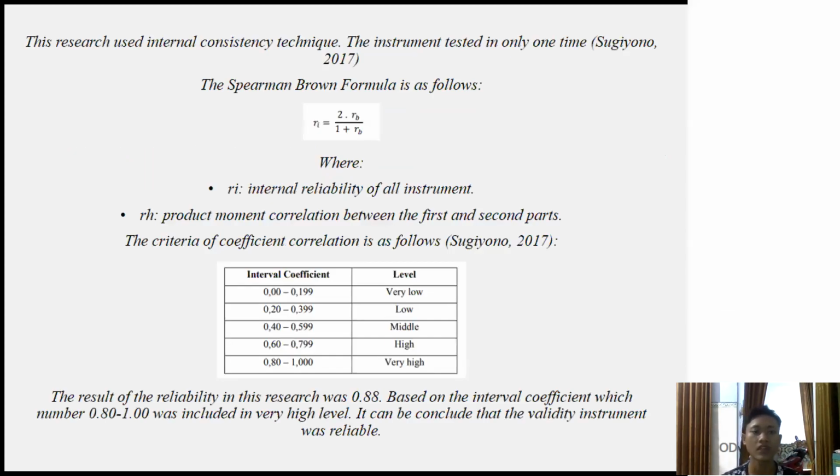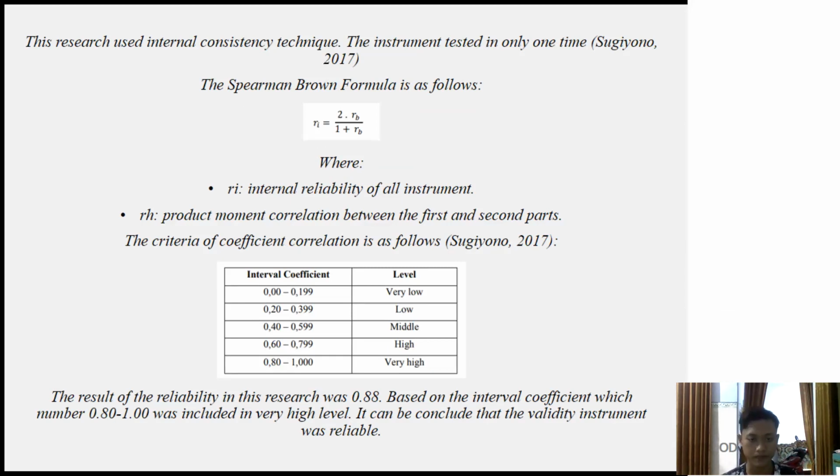And next, the research used the internal consistency technique by Sugiyono in 2017, where the instrument is tested only one time, using the Spearman-Brown formula as follows. You can see it in the PPT.